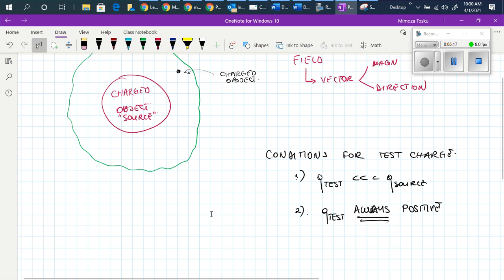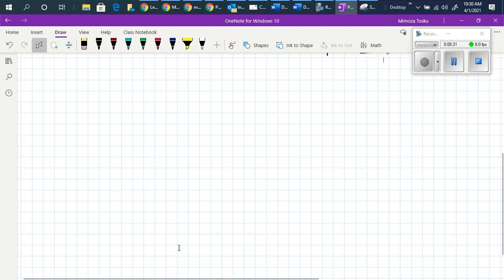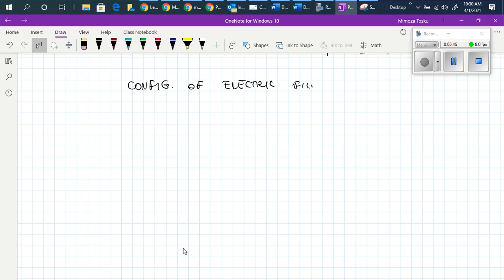Okay. In the gravitational field, we don't have to state this second condition, because mass is a scalar quantity and it is only one, like it's a number. Okay. So now let's see and discuss the configuration of the electric field when we have a positive source and a negative source.